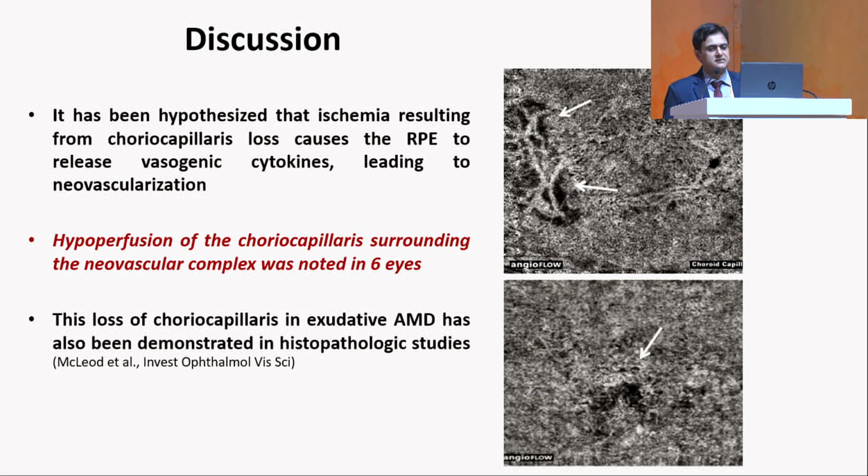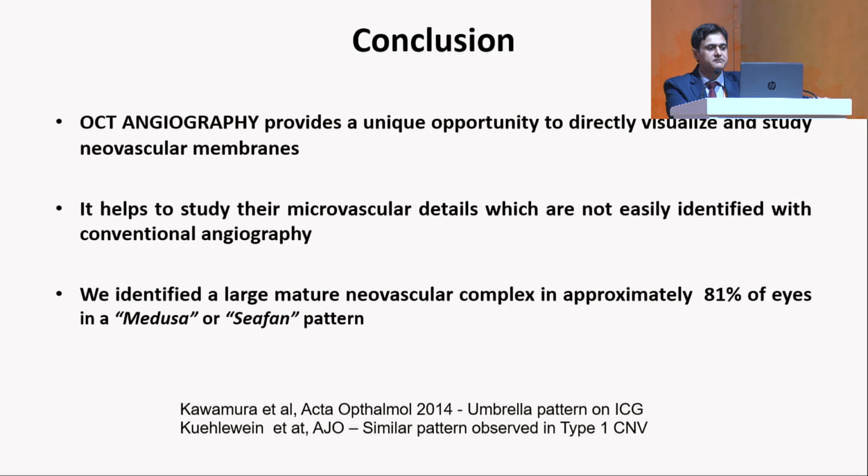Another thing we observed is hyperperfusion of the choriocapillaris surrounding the neovascular complex, which could be a reason for the pathogenesis, leading to the secretion of cytokines and VEGF that lead to further proliferation of these membranes. This was one hypothesis made in a study also, that these areas of hyperperfusion adjacent to the vascular networks are probably the main culprit for the formation of these vascular membranes.